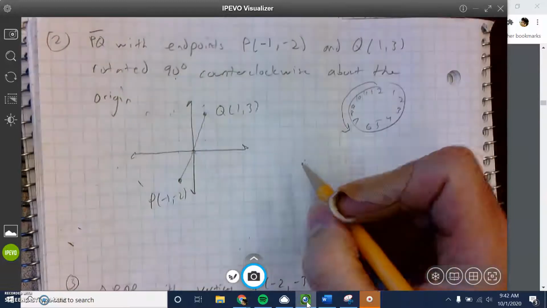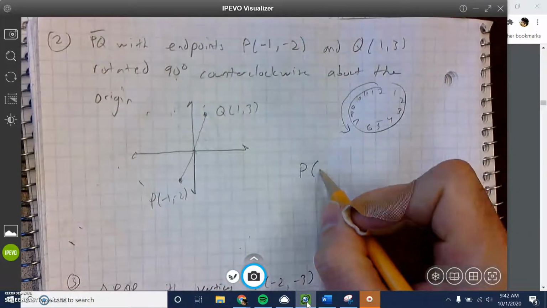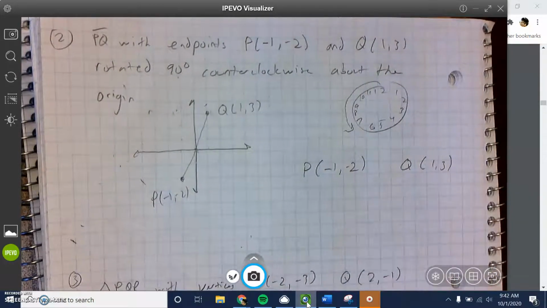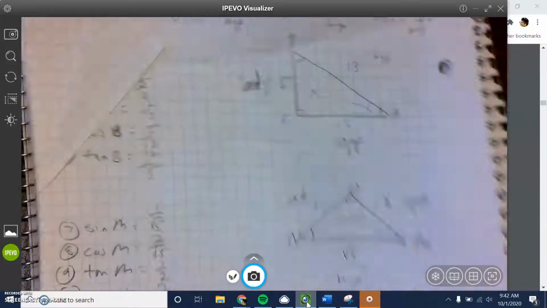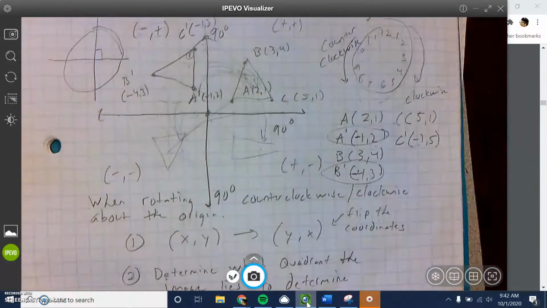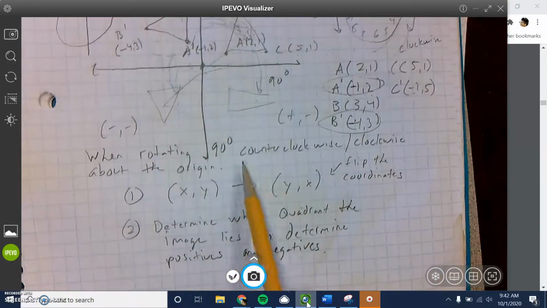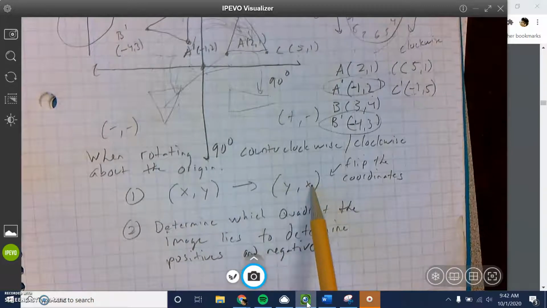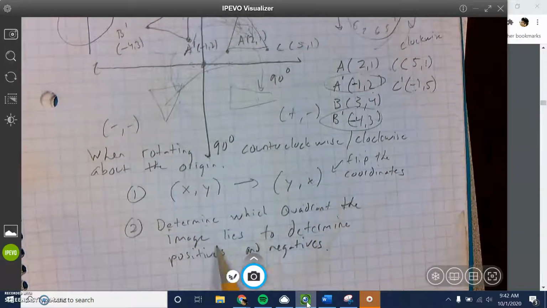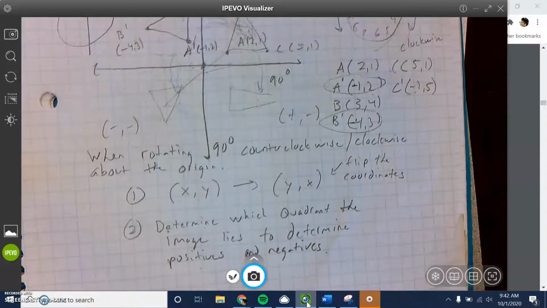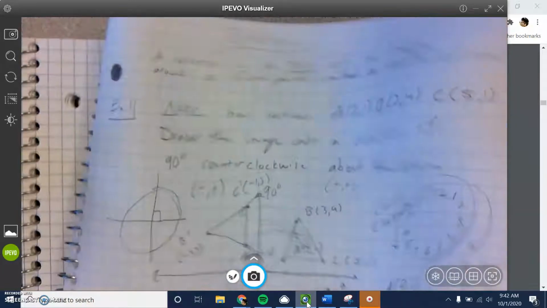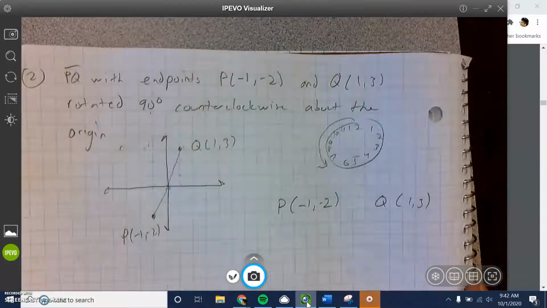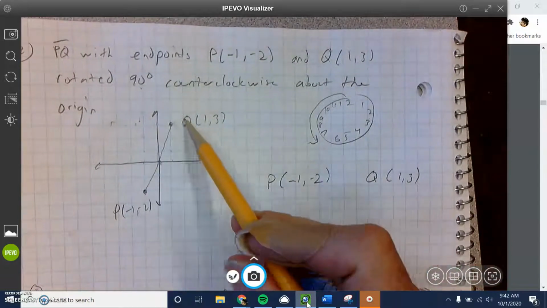Now, if we look at what we're doing, I'm just going to write these down first, and then I'm going to go by the rules we went over last video, because I got my notes. Ain't it cool to have your notes? Check it out, so let's review. When rotating 90 degrees clockwise or counterclockwise about the origin, you flip the coordinates, x and y switch, and you determine which quadrant the image lies in to determine positives and negatives.